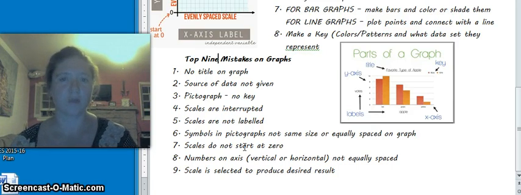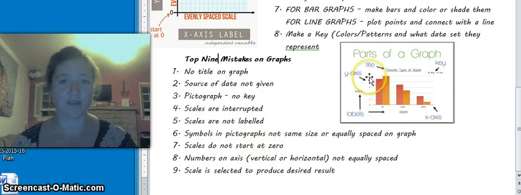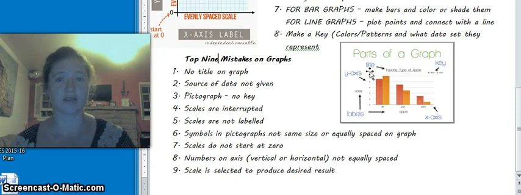That way you really have an idea of which way the numbers are going and how the data is being represented. If you don't have your numbers evenly spaced, so if I go 1, 2, 3, 4, 5, 10, 15, 20, we're not really accurately representing our data because the scale is uneven. And then also if the scale is selected to produce the desired results.